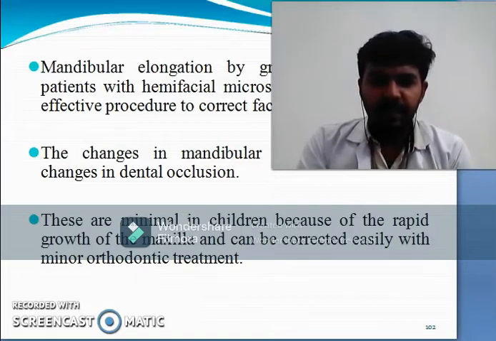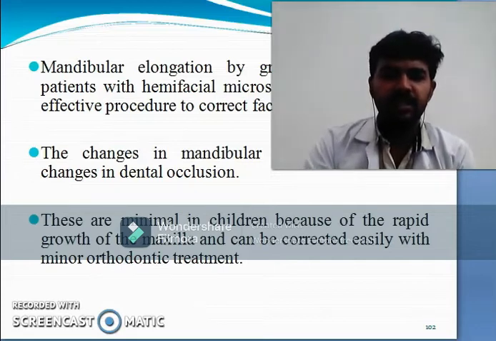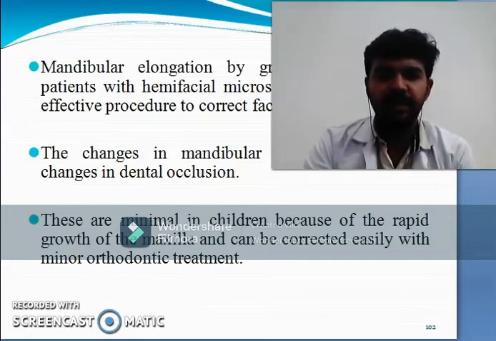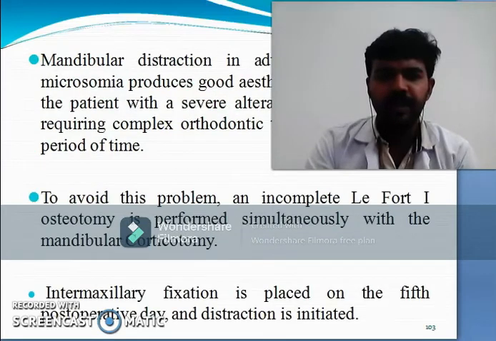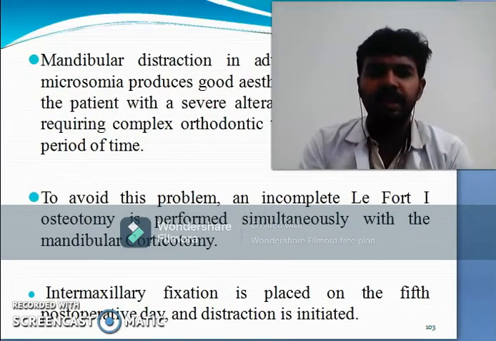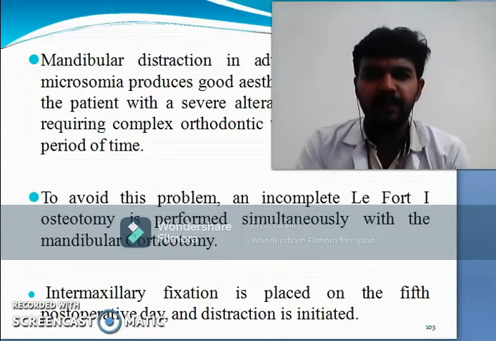in patients with hemifacial microsomia is a simple and effective procedure to correct the facial asymmetry. The changes in the mandibular dimension result in changes in the dental occlusion. These are minimal in children because of the rapid growth of the maxilla and can be corrected easily with minor orthodontic treatment. The mandibular distraction in adults with hemifacial microsomia produces good aesthetic results but leaves the patient with a severe alteration in the occlusion, requiring complex orthodontic treatment over a long period of time.